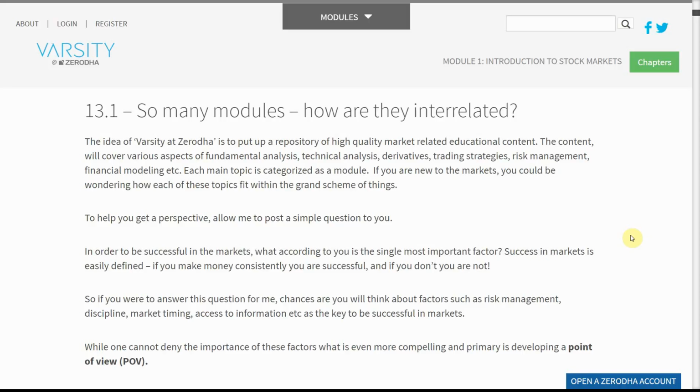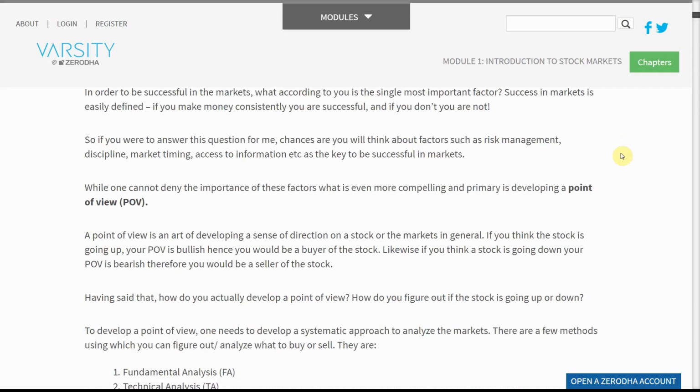So if you were to answer this question for me, chances are you will think about factors such as risk management, discipline, market timing, access to information, etc. as the key to be successful in markets. While one cannot deny the importance of these factors, what is even more compelling and primary is developing a point of view, POV.